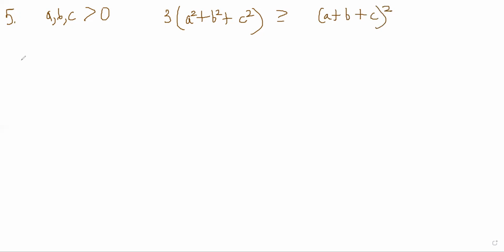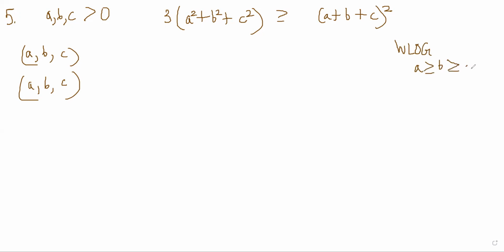So what we will do here is think of how to apply Chebyshev. For Chebyshev as well, just like rearrangement, you need two sequences. So A, B, C is one sequence and A, B, C is repeated, and that is my second sequence. And here also we can, without loss of generality, assume that A is greater than B is greater than or equal to C, right? Because this function is symmetric here, right?